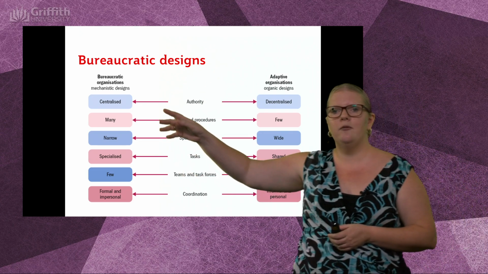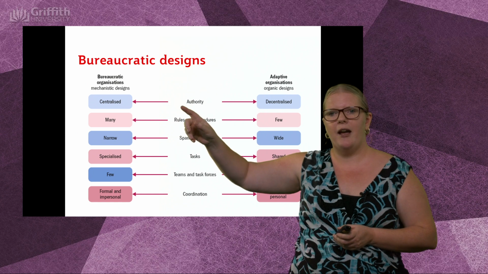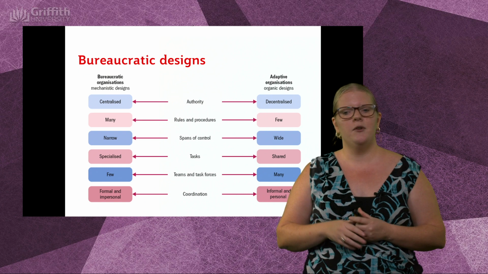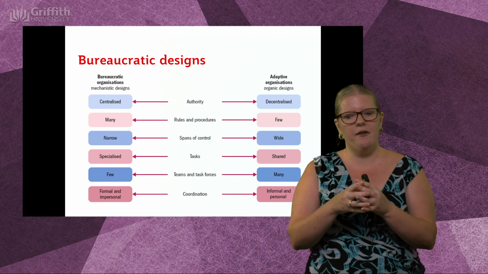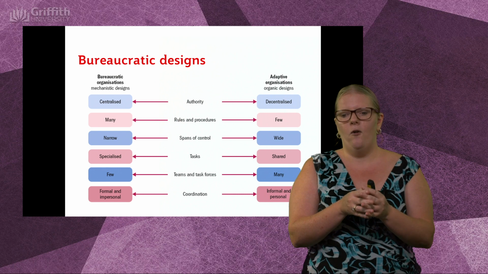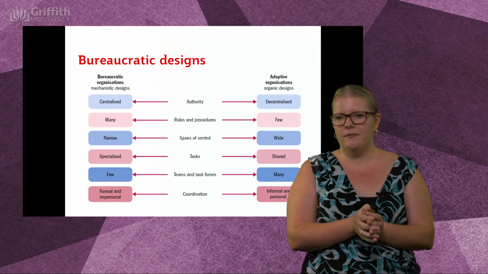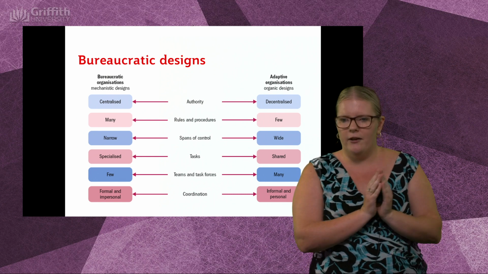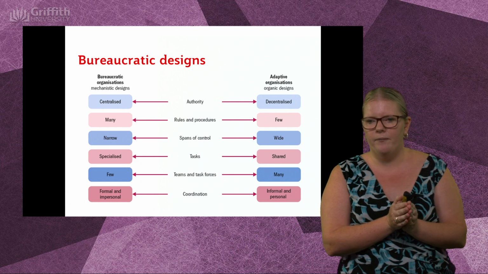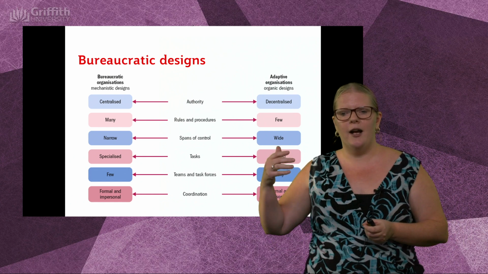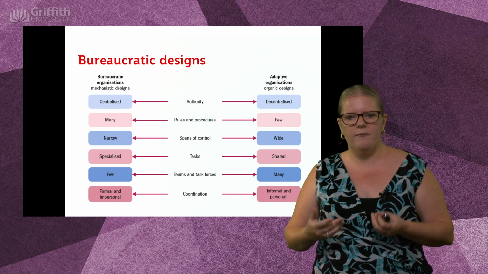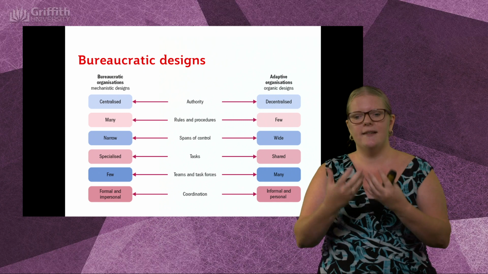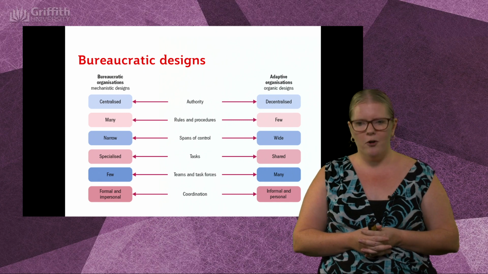If we're looking at our bureaucratic designs, we actually end up having a centralized system where there are many rules and procedures in place. Not many people can make decisions, so we've got a narrow span of control, and all the tasks allocated are specialized. Someone is trained up for doing that particular job, and you cannot do anything other than what you've been trained for. There are very few teams that exist, and the coordination between departments or even doing something is very formal and impersonal. There's a process for that.